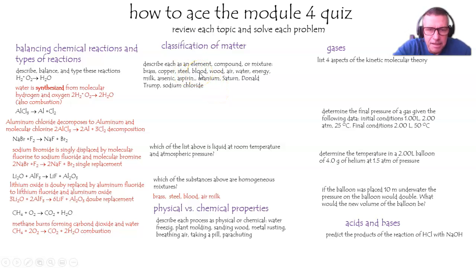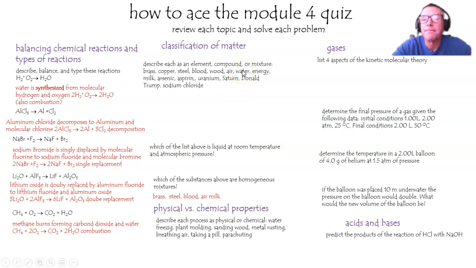Blood is clearly a mixture. Wood is actually a mixture. It's primarily cellulose, so probably carbon, hydrogen, oxygen. Really, it's a mixture of cellulose and other substances, like water, for example. Air is a mixture of nitrogen, oxygen, and some other very minor components.